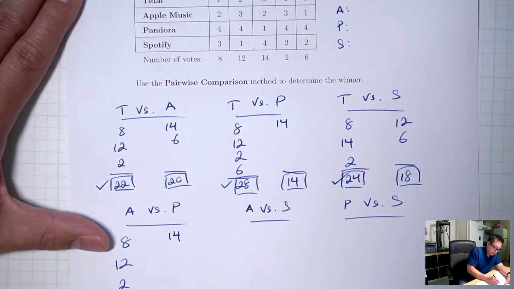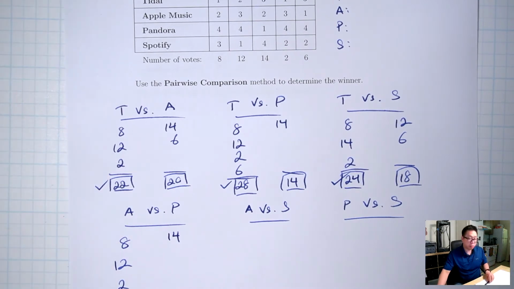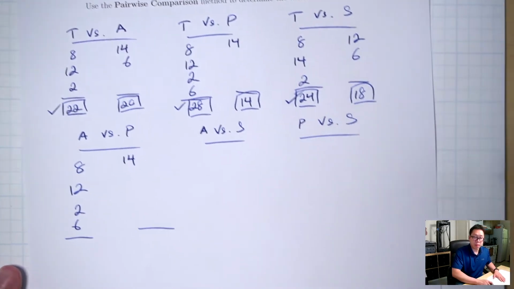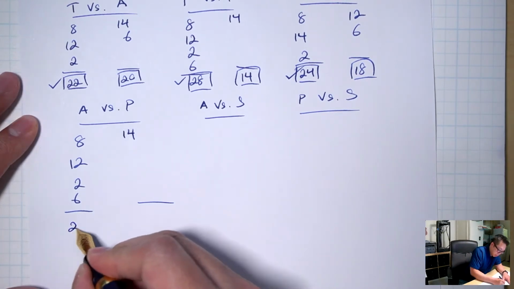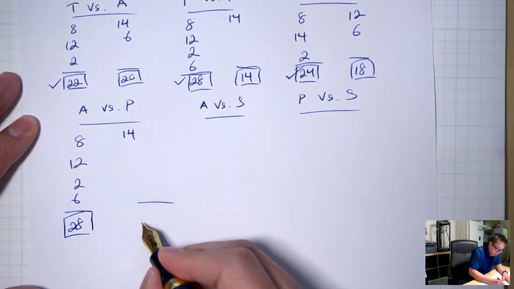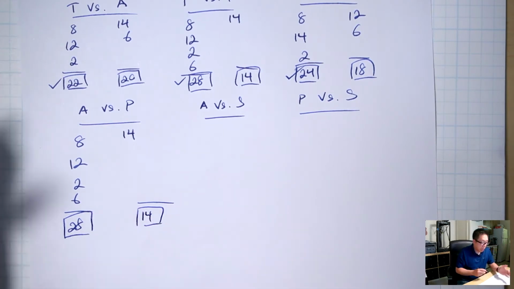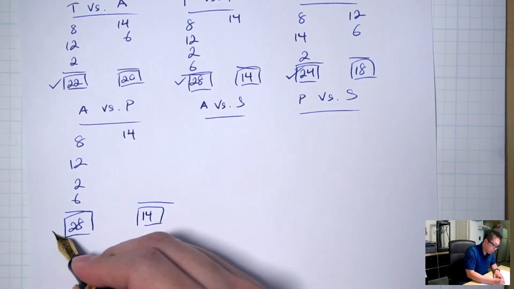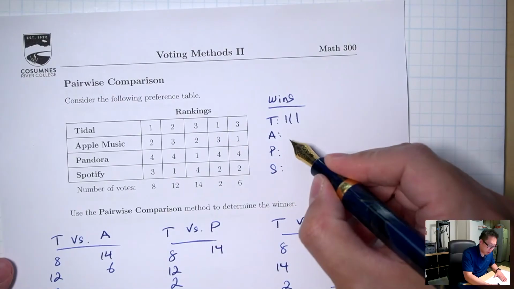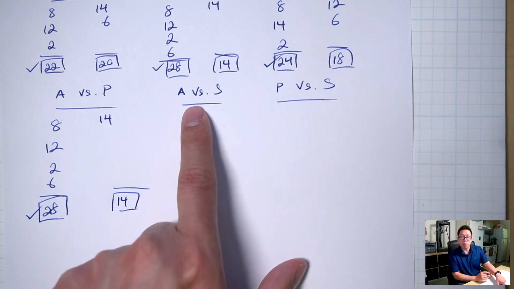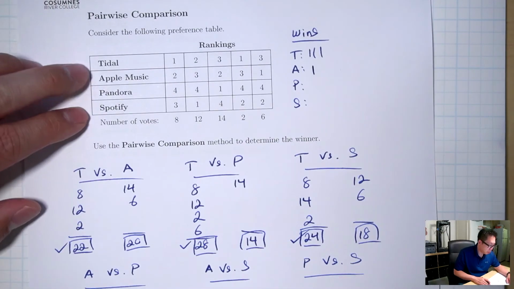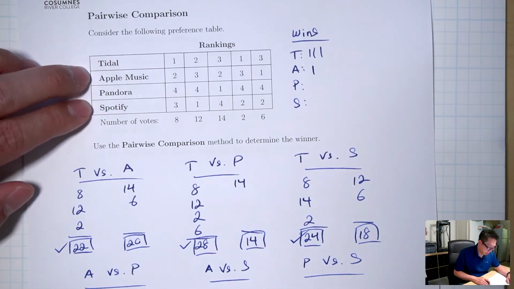So that's 6. 8 plus 12 plus 2 plus 6 is 28. And this will be 14. Okay, Apple versus Pandora. Apple's going to win. So we'll mark a win for Apple. Next up is Apple versus Spotify. So second row, last row.